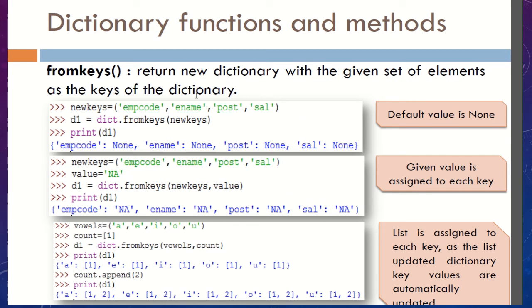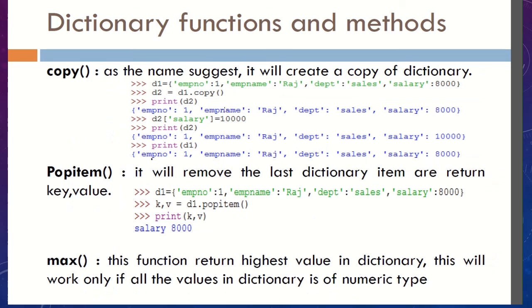Okay. Next, some of the functions available, like fromkeys. fromkeys is used to return a new dictionary with the given set of elements as the keys of the dictionary. And copy, as the name suggests, will create a copy of the dictionary. Okay, d1.copy, so it will create a new dictionary with the same contents. Popitem will remove the last dictionary item and return it.